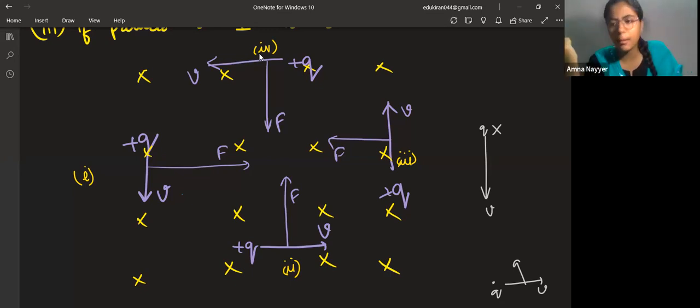Thumb is pointing upwards. So that is the force. So force is pointing upwards. This is how the second part came. All right. Now, third one also.